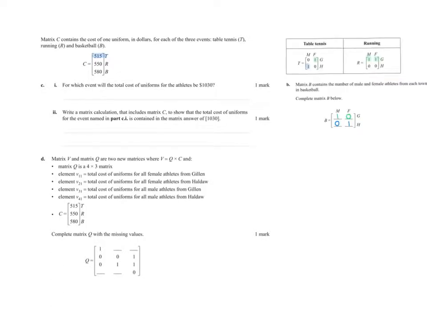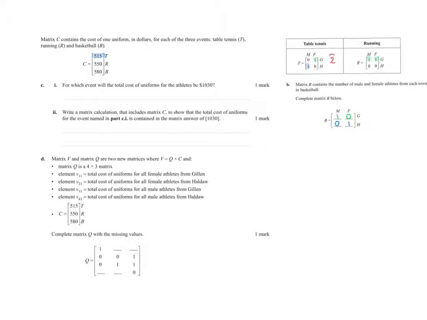All right, the matrix C contains the cost of 1 uniform in dollars for each of these 3 events: table tennis, running, and basketball. For which event will the total cost of the uniforms for athletes be 1,030? So what you want to look at is the cost of a table tennis uniform, which is 515. So we might need to use the information on the other page, so I'm just going to go grab it.